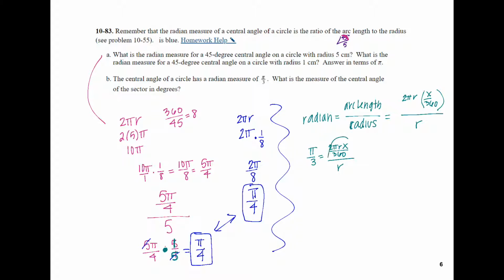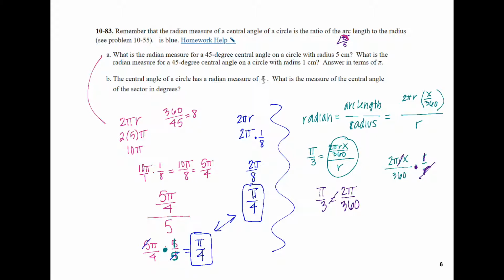So if we simplify what is on this side of our fraction first, 2 pi rx divided by 360, looking at it, r divided by 1, we change using our inverse operation and move our 1 and our r's location. We can cross simplify our r out, so we now are looking at pi over 3 is equal to 2 pi x over 360.